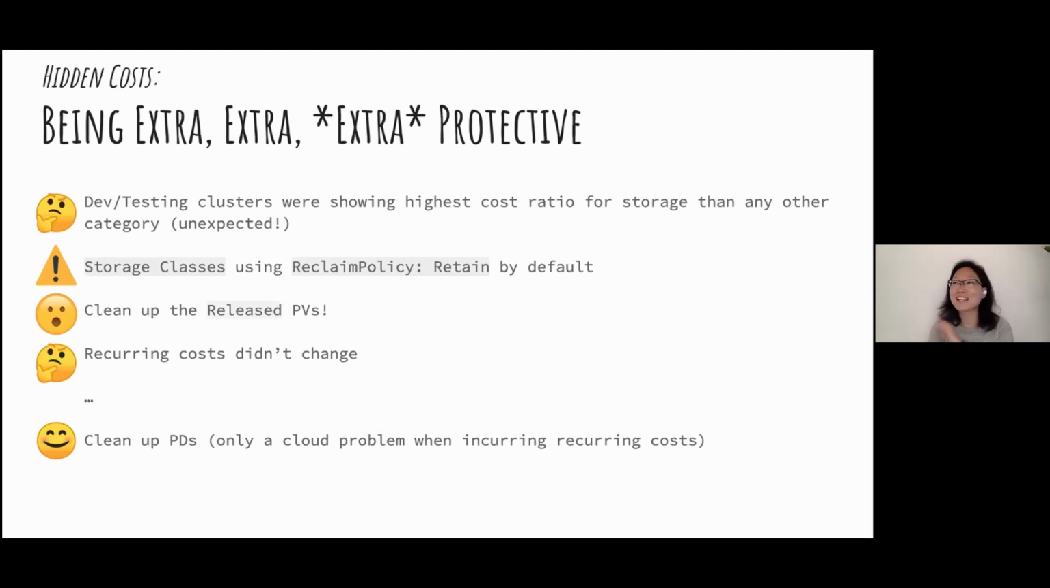It took us a good month and a half of iteration and looking at what is going on and where our cost was coming from, to figure out that we were wasting a whole lot of costs here and there. Being extra protective, having these multiple layers of protection against data loss, is great, but it might also bite you, especially for clusters that don't need that much protection. So that's a hidden cost.